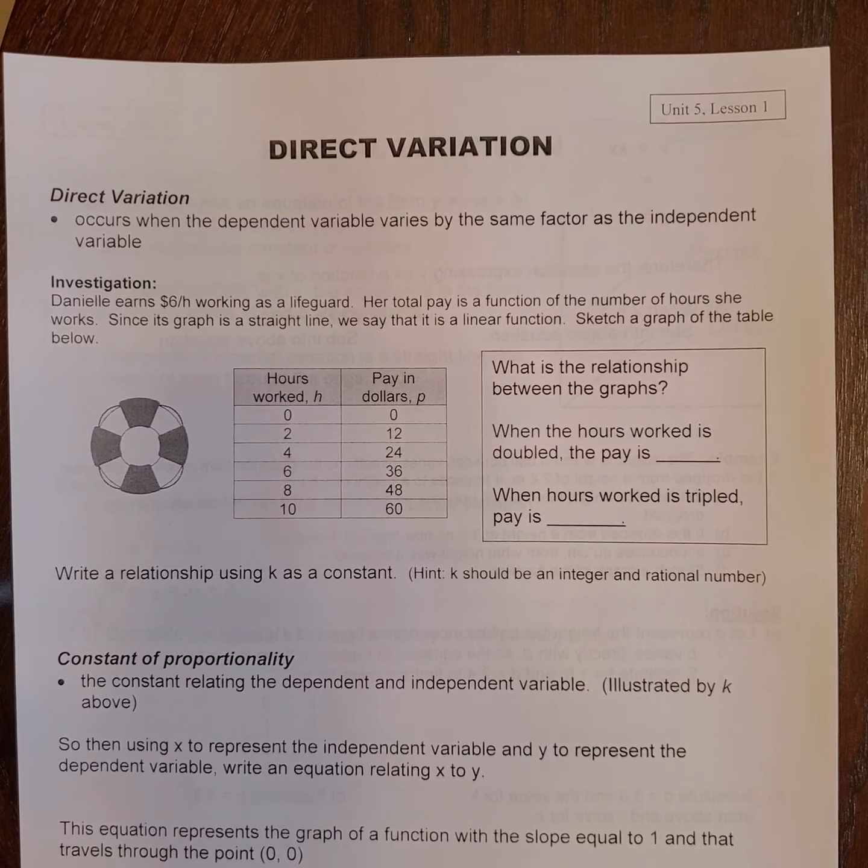Next part says, write a relationship using k as a constant. Hint, k should be an integer and rational number. So it means that k has to be an actual number, because that would be the factor that we are multiplying by. So her pay is equal to the factor that we're multiplying by times the hours worked.